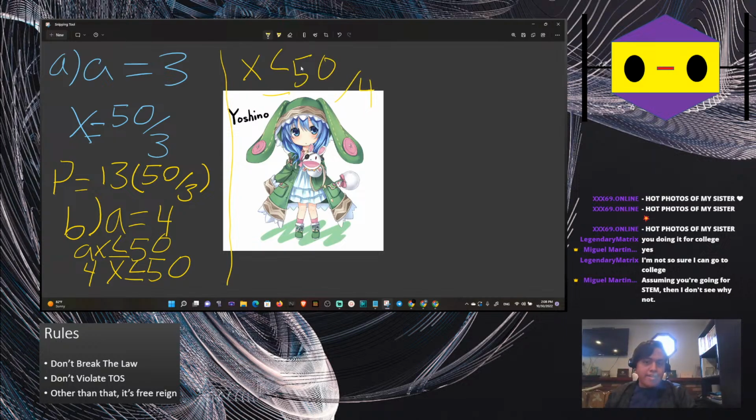Good. And now we have 50 divided by 4. We can continue onwards because we can plug it in for P, which is equal to 13x.